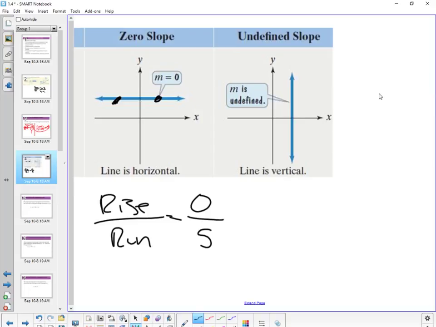0. If I have 0 pieces, I have nothing. So there it's 0. But looking at the other one, do I have run? No, I don't. I do have rise, and again, I could pick whatever rise I want because it would be true, but there is no run, making this fraction undefined.